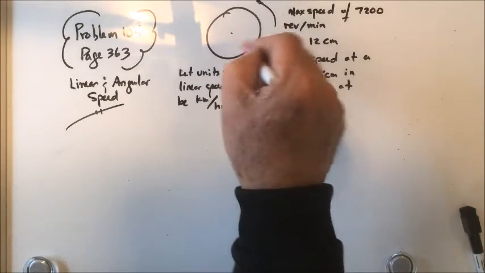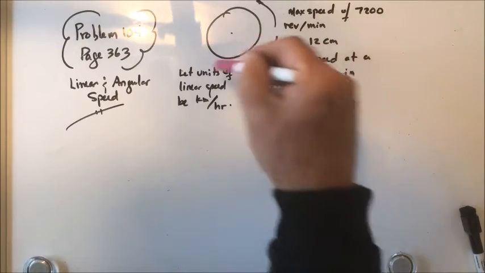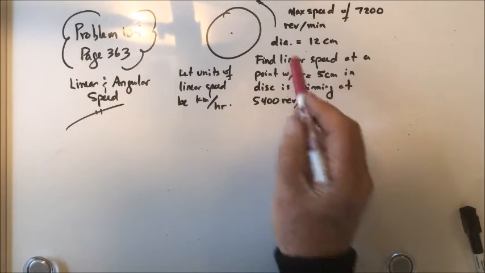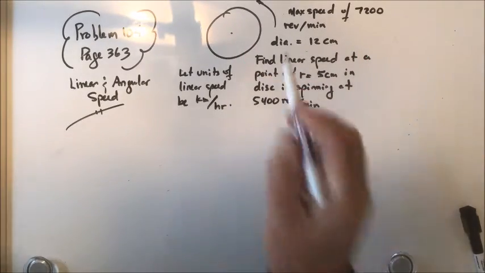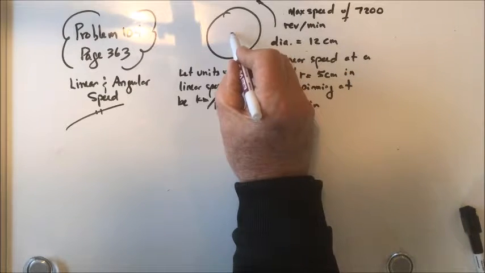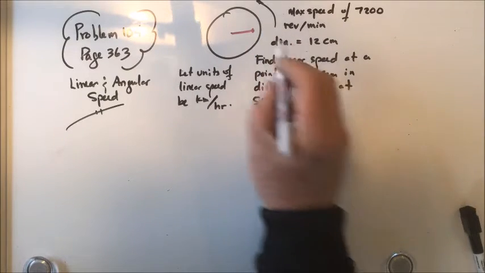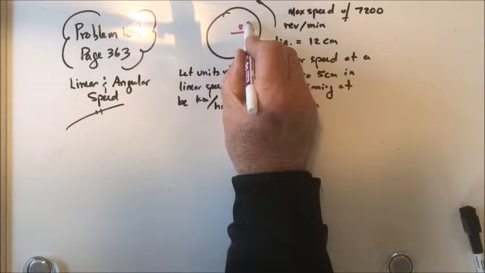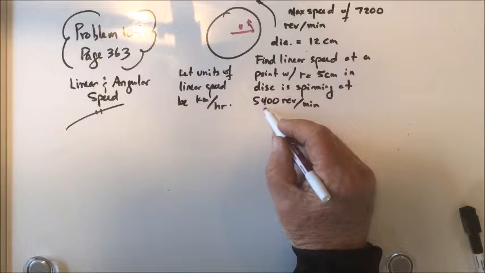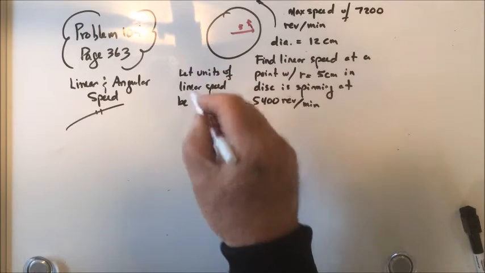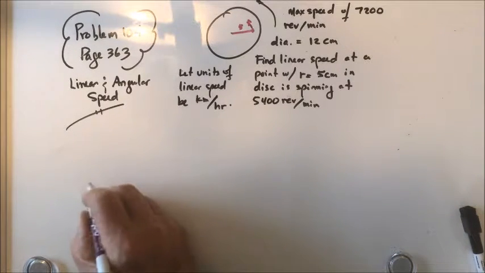It says this is a disk, and the maximum speed of this disk is 7,200 revolutions per second, and its diameter is 12 centimeters. It says find the linear speed, let's talk about that in a moment, at a point that's 5 centimeters from the center. So if this is 12, then the radius is 6. Here's 5, and this thing is spinning, in fact, at 5,400 revs per minute. And it says let the units of the linear speed be kilometers per hour. So, yikes. What's this all about?